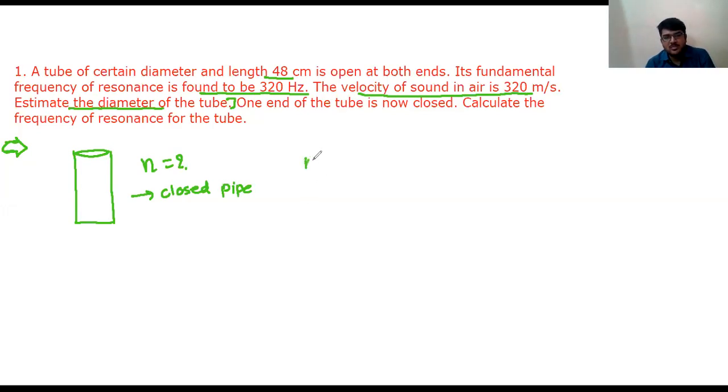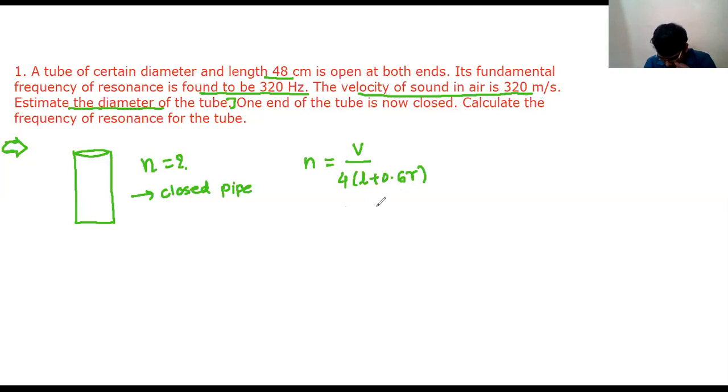In case of a closed pipe, in terms of end correction, we have the formula v by 4 into (L plus 0.6 E). But this is 0.6 R, not E. Write R here, right? So here it is 0.6 R: L plus 0.6 R, right? So this is your formula.